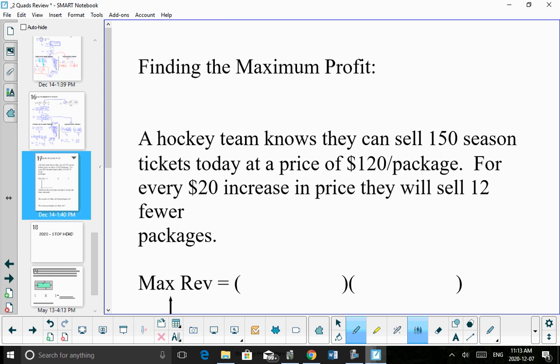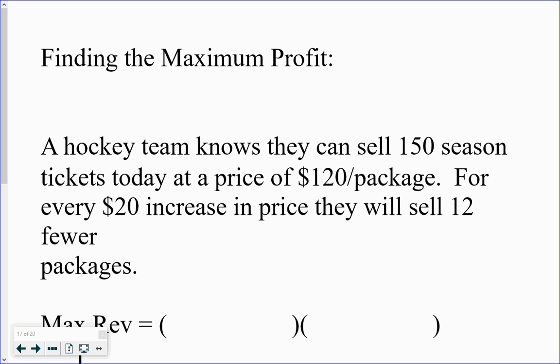Okay, one more question that we did in this unit was maximums and minimums. There was a very set way that we did these questions. We called them tipping point questions. Like how much can you charge before you start charging too much and you end up losing money on your deal? So it says a hockey team knows you can sell 150 season tickets today at a price of $120 per package. For every $20 increase in price, they will sell 12 fewer packages.